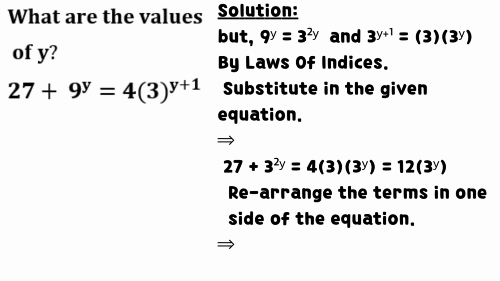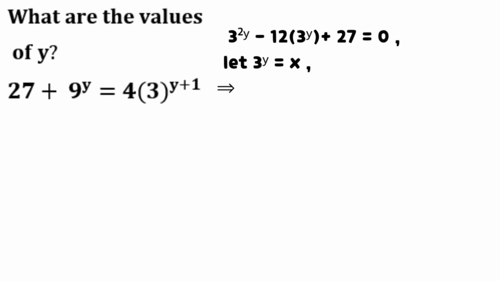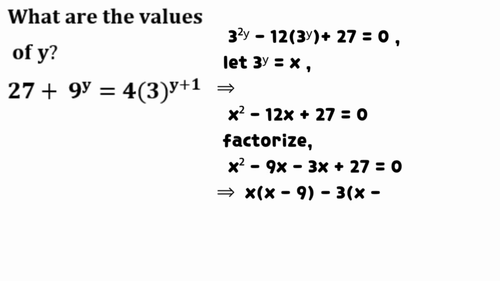Rearrange the terms to one side of the equation. It follows that 3 to the power of 2 times y minus 12 times 3 to the power of y plus 27 equals 0. Let 3 to the power of y equal x. Hence, factorize the equation, and we have that the product of x minus 9 and x minus 3 equals 0.